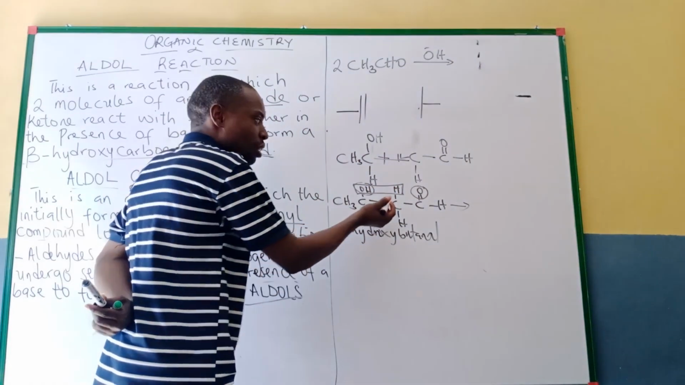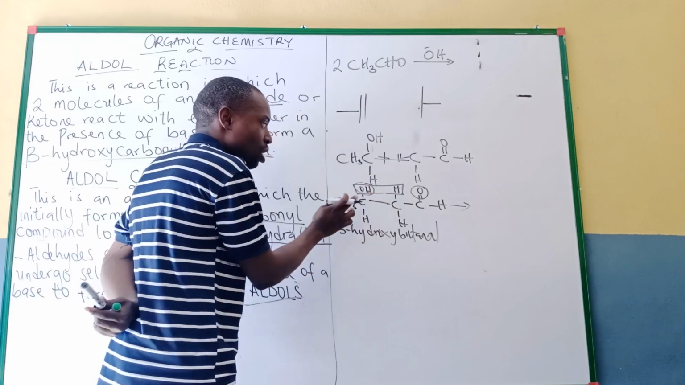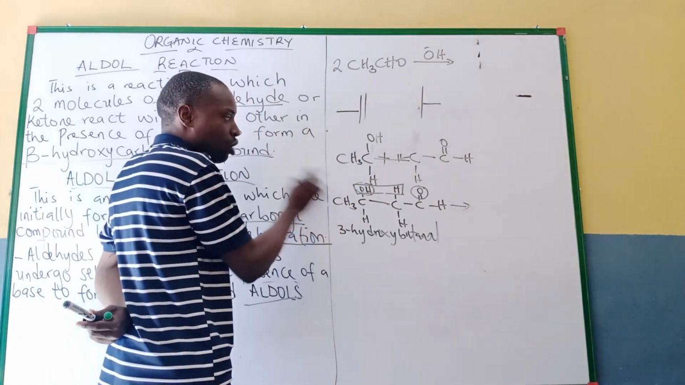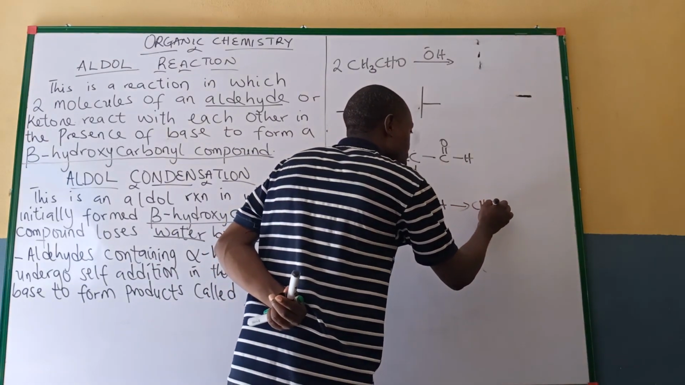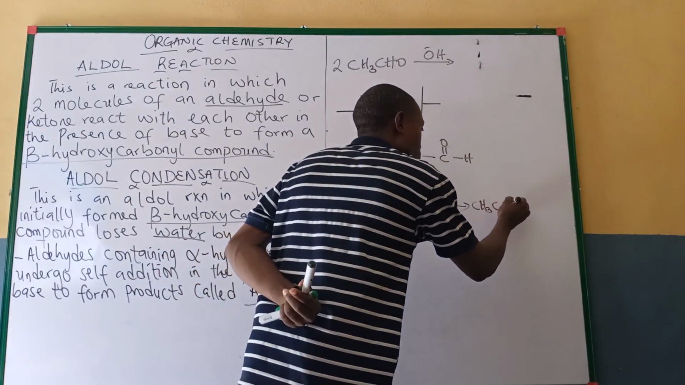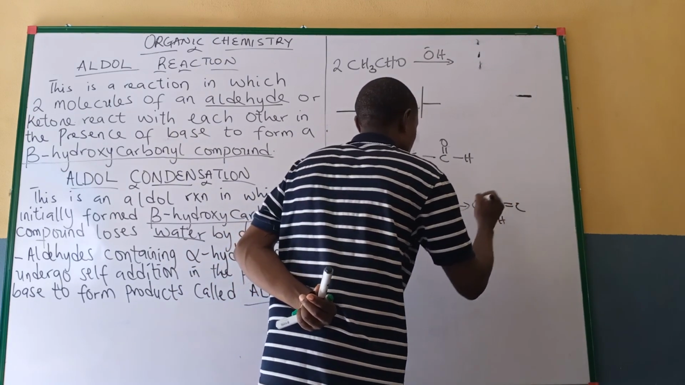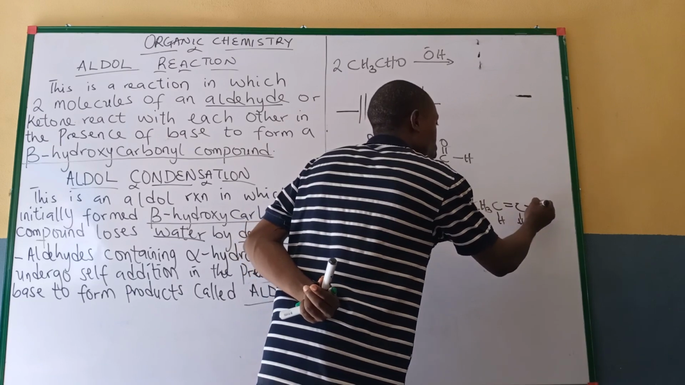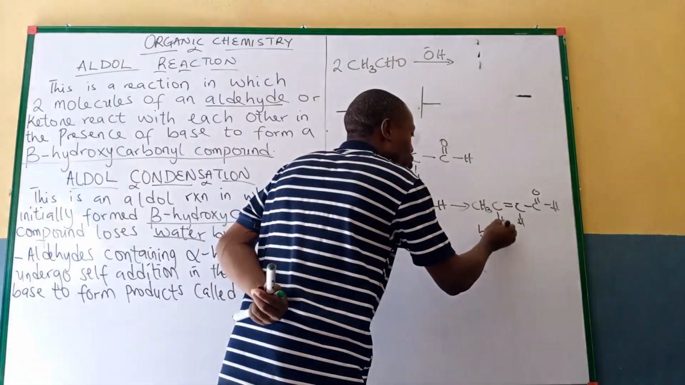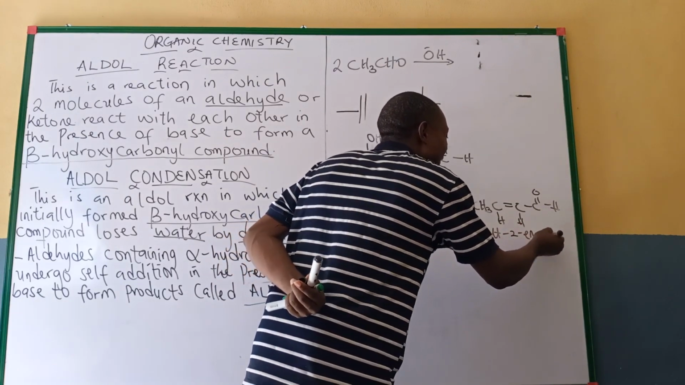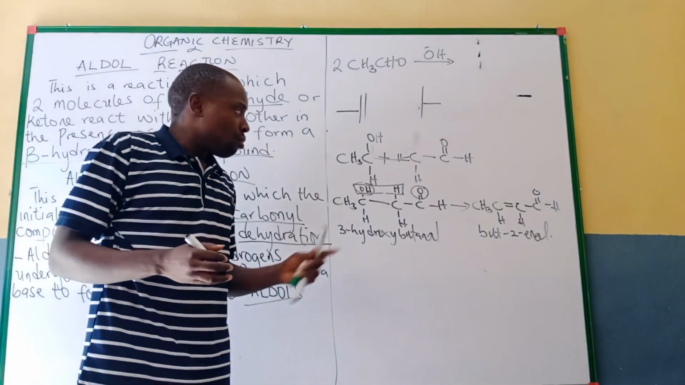So that another hydrogen is removed from the alpha carbon, together with the OH here, which is the alcohol, to give CH3, and a double bond is now being introduced, to give what we call but-2-enal. But-2-enal. Okay.